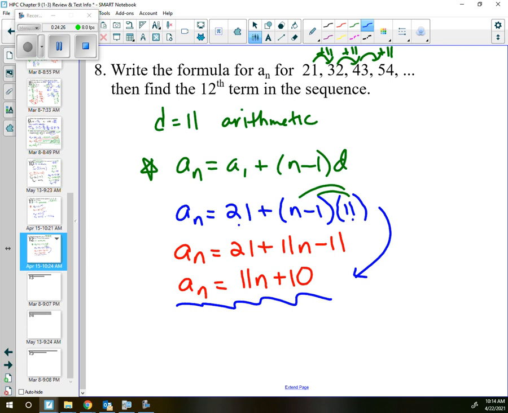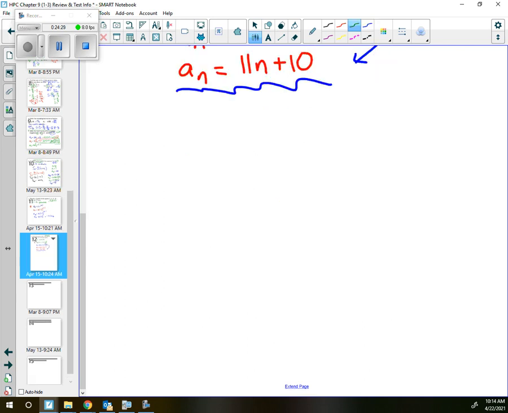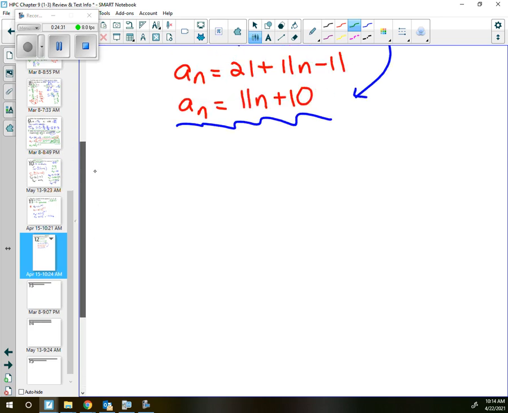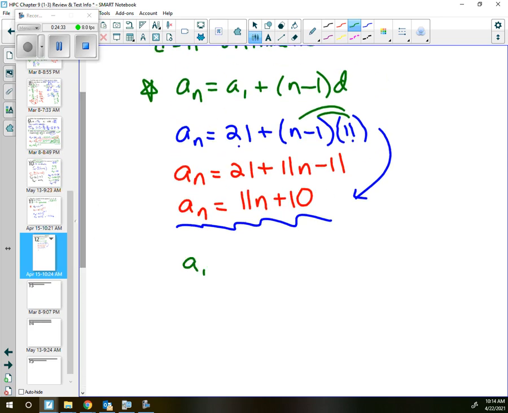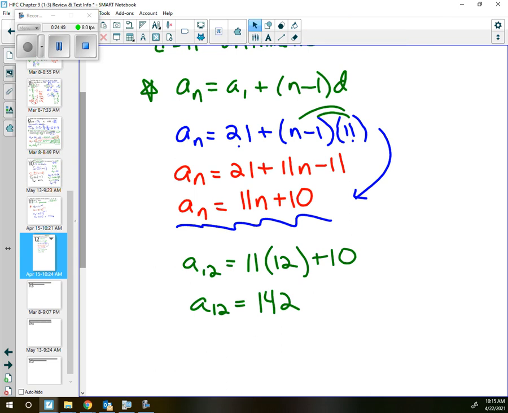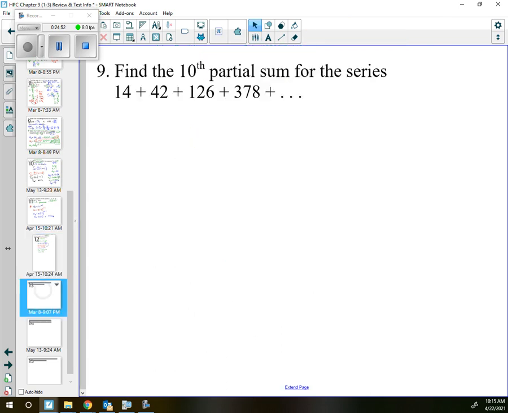So we have our formula to generate any term I want, and now they want term, oopsie daisy, wow, that went up a long ways. They want term 12, so I'm going to go ahead and substitute 12 into my a_n and just solve. So I'll get my 12th term here. So it looks like we have 142 for my 12th term. So we can do lots of different things, but we have to recognize what kind of sequence it is first.